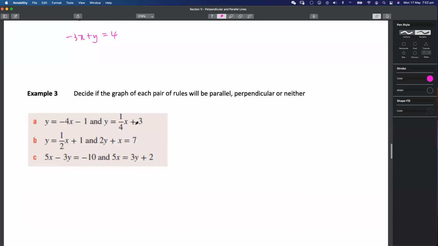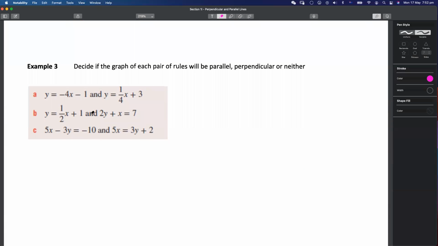Example 3. Decide if the graph of each pair of the rules will be parallel, perpendicular, or neither. So the first one, negative 4 and 1/4 are definitely not the same. So it's definitely not parallel. We just need to check if they are perpendicular. So m1 times m2. Your m1 is negative 4 and your m2 is 1/4. That's negative 1. So which implies perpendicular. Okay, perpendicular.